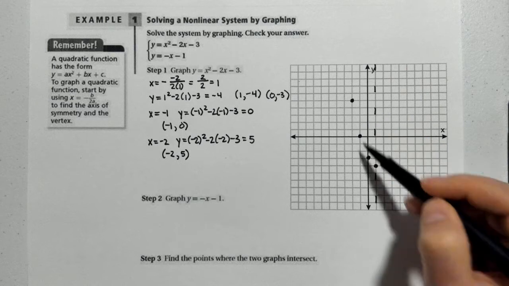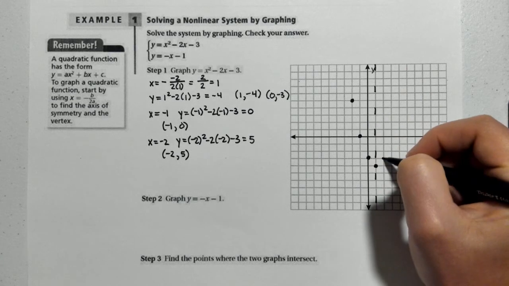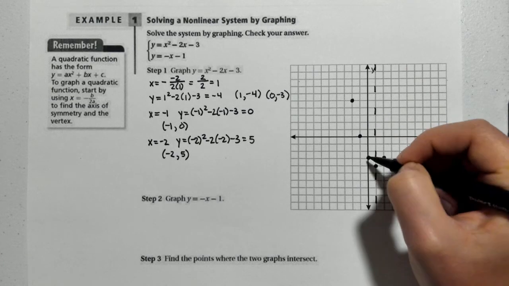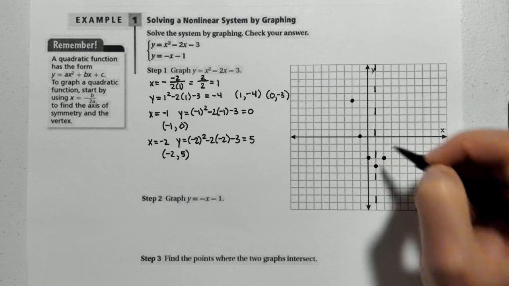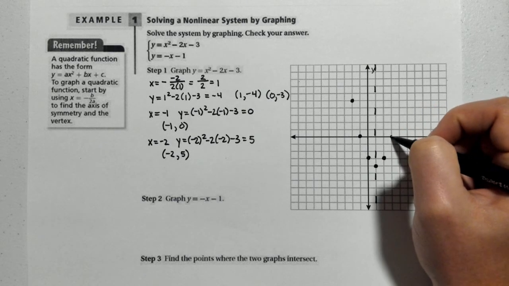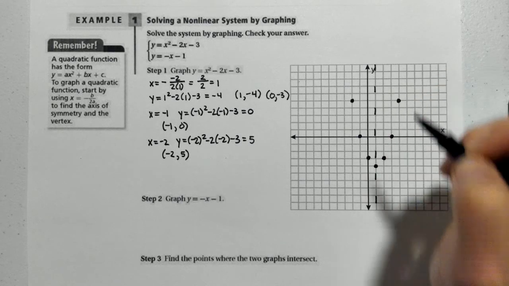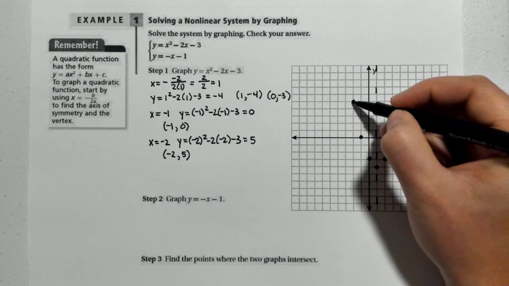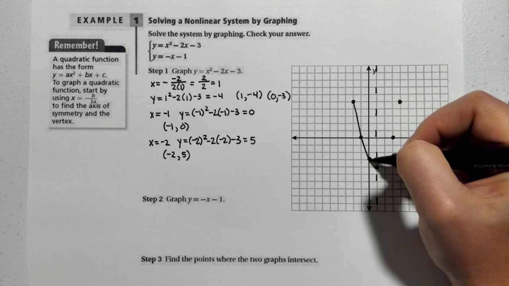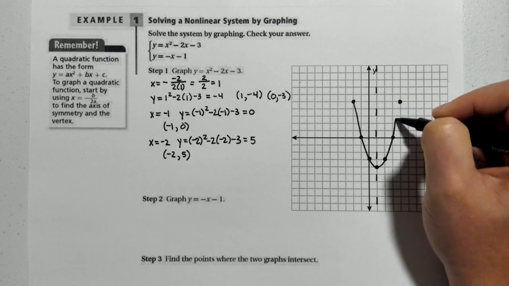And then everything I have on the left here, I can reflect to the right. It's just the same distance from the axis of symmetry. So this one is 1 away over here, 2 away on the right side, 3 away on the right side. So I'm going to go ahead and connect these to form my parabola.